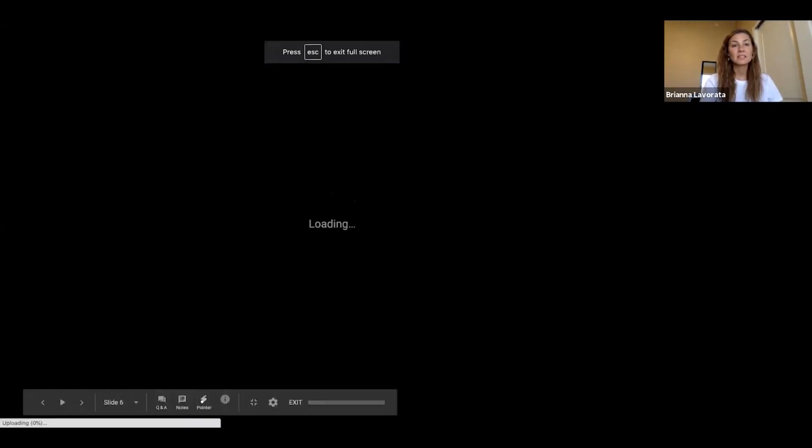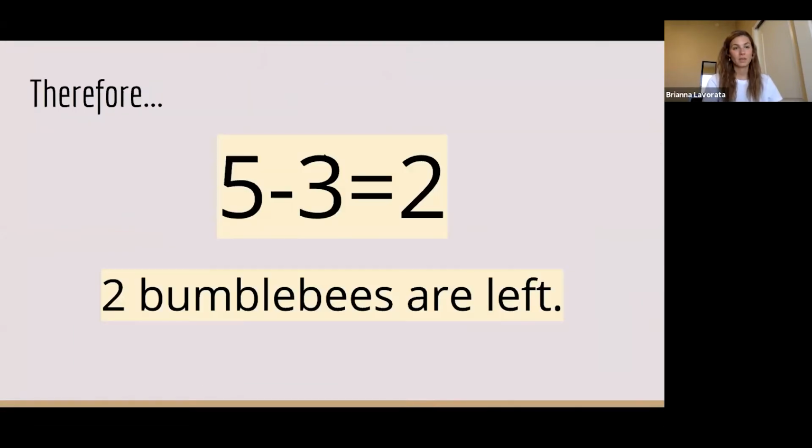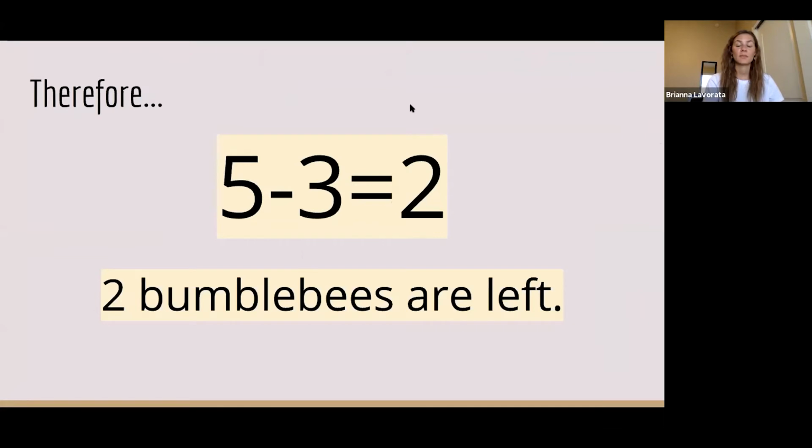I'm left with how many? 2. I am now left with 2 bumblebees that are left over. So therefore, we have our number sentence, 5 bumblebees minus 3 bumblebees equals 2. So 2 bumblebees are left. All right.